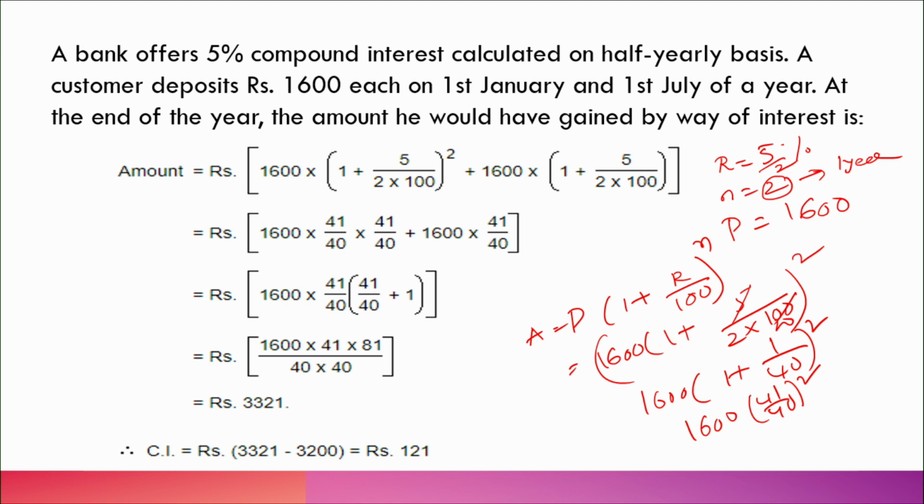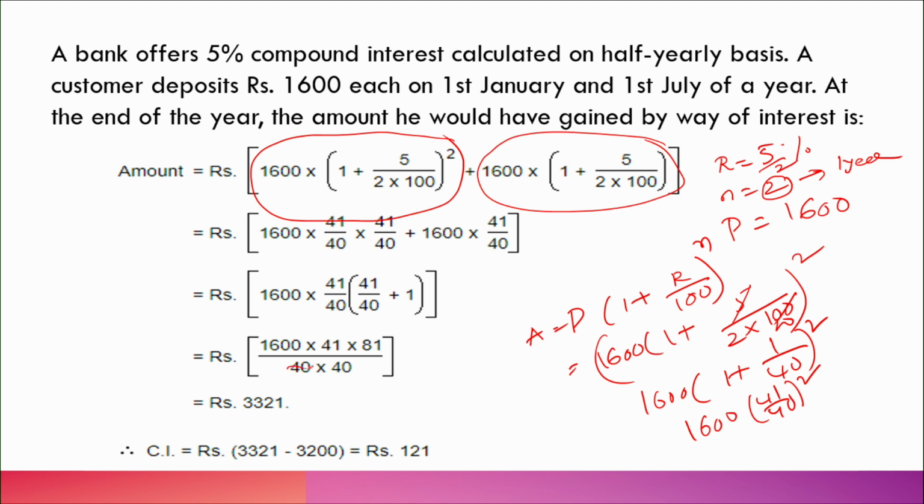So, if I write the step directly, then you may get confused. This one is for the total 1600 which was deposited on 1st January. This one was deposited on 1st July. So, 1600 of 41 by 40 into 41 by 40. So, here 41 by 40 is common for both these terms. Then here 41 by 40 is taken common, so 1 remains. So, 41 by 40 plus 40 by 40, that is 81 by 40. So, 1600 into 41 into 81 by 40 into 40, after simplification.